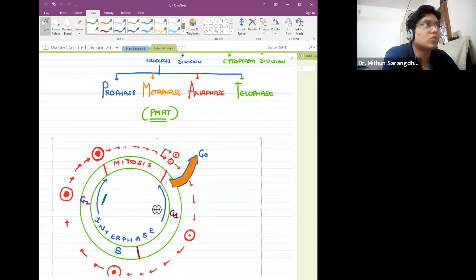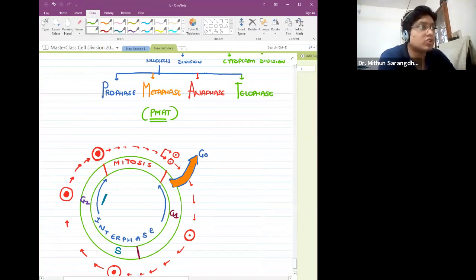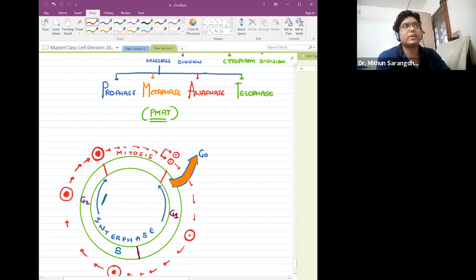Okay, meaning they will ask you to draw a diagrammatic representation of the cell cycle. In that case, guys, you have to show this entire thing. So how are we going to show it? Let's try to see. The first thing we have to see is this entire upper arc, whatever we had shown. This is mitosis, so I'm going to write mitosis on the top.